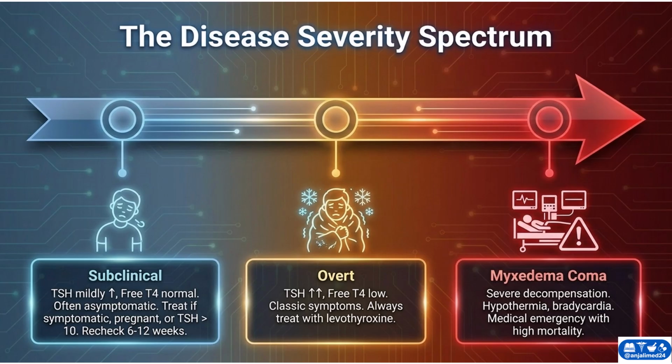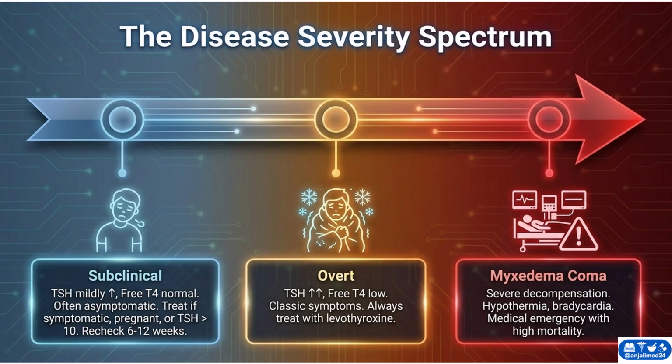Hypothyroidism exists on a spectrum ranging from mild disease to life threatening illness. At the mild end is subclinical hypothyroidism, where the TSH is elevated but free T4 remains normal. Many patients have few or no symptoms. Treatment is considered if the patient is symptomatic, pregnant, planning pregnancy, or if the TSH is above 10 milli-units per liter.